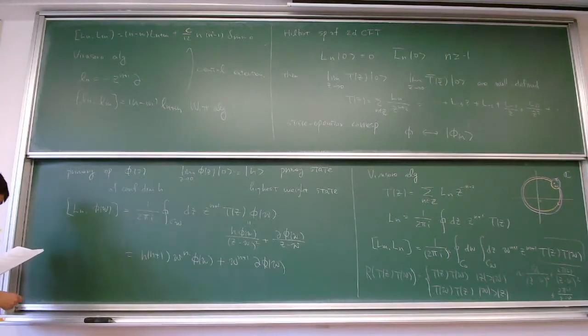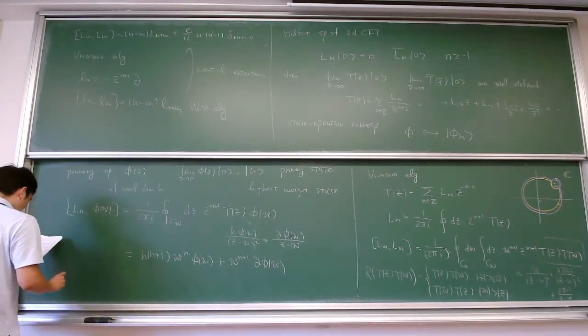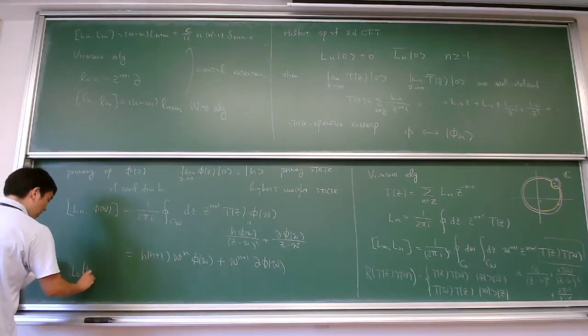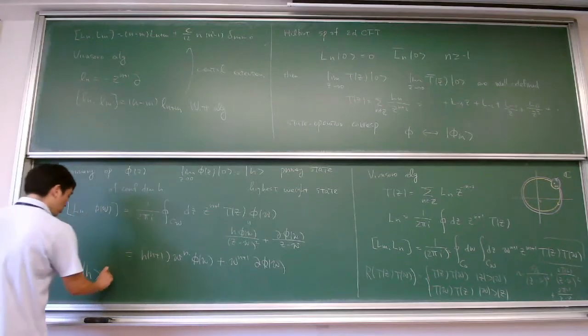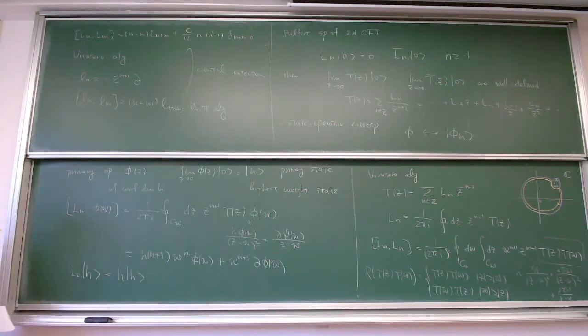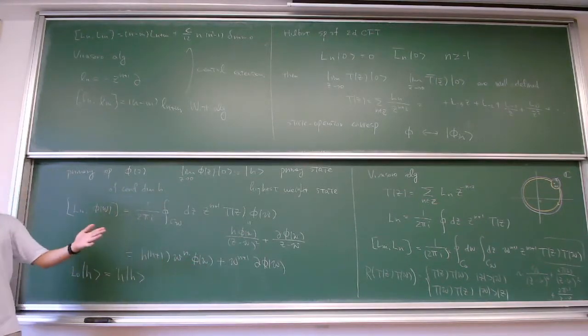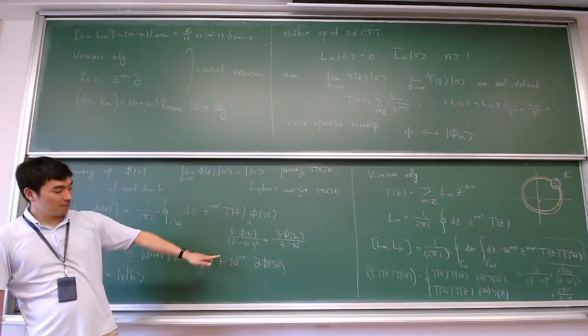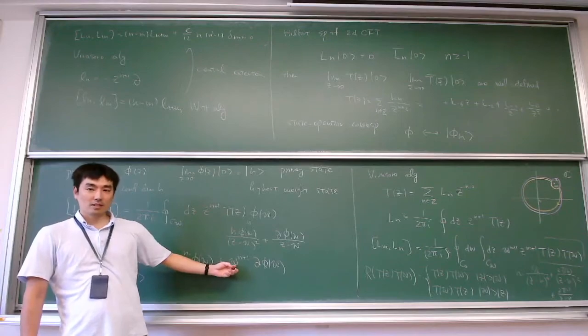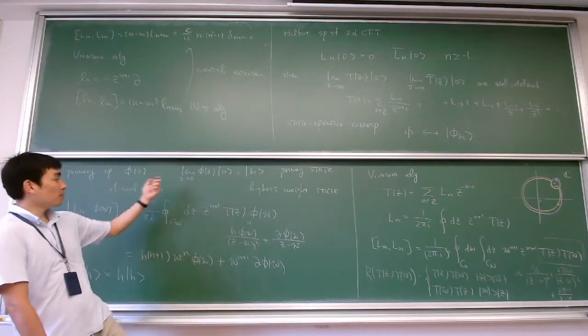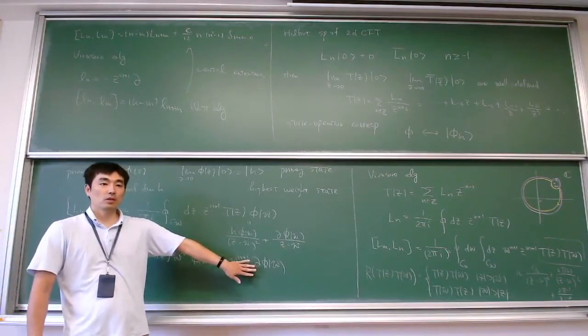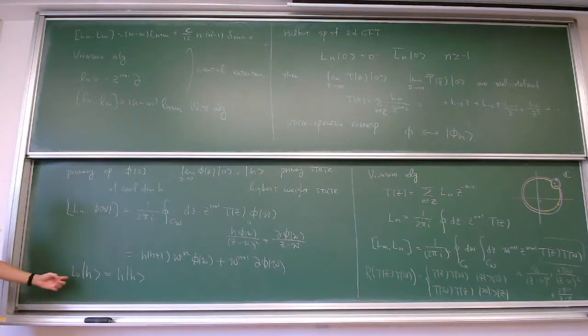So from here, it's easy to see that L naught acts on the primary state h and is indeed equal to h times the state h. You just multiply by h. That's easy to see. Just plug in n equals 0, you get h times phi of w. If you take w goes to 0, you can define the state h. On the other hand, for the other term, since you still have w to the first power, if you take w goes to 0, this does not contribute. So therefore, L naught acts on h and gives you h. So it's an eigenstate of L naught.